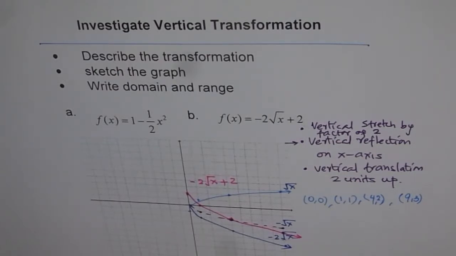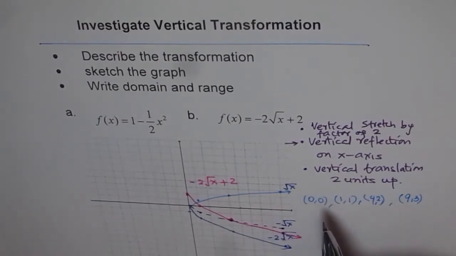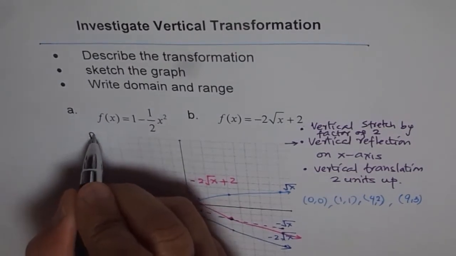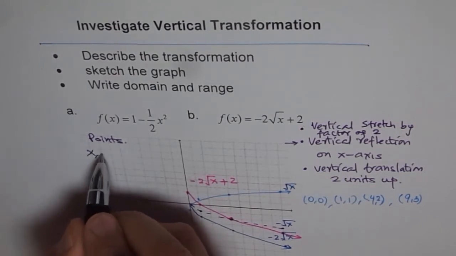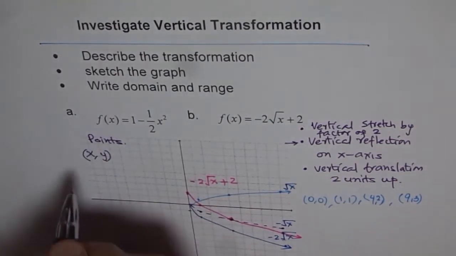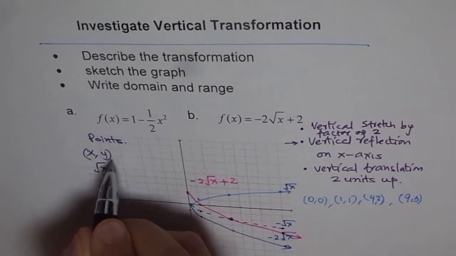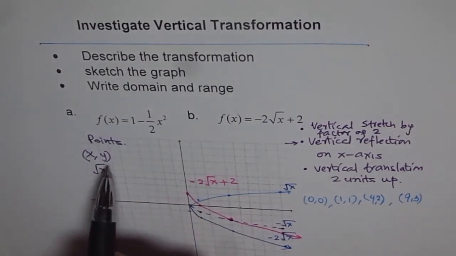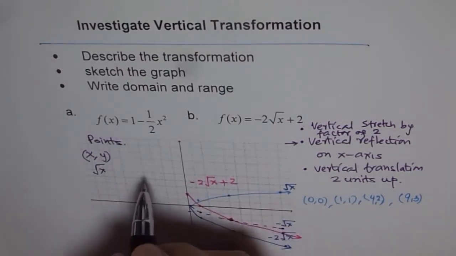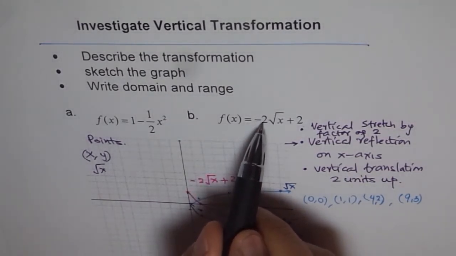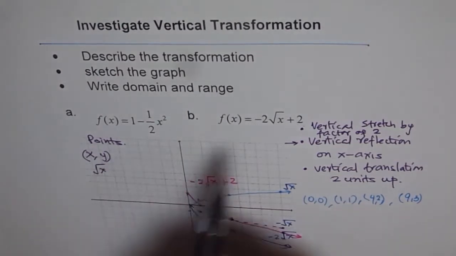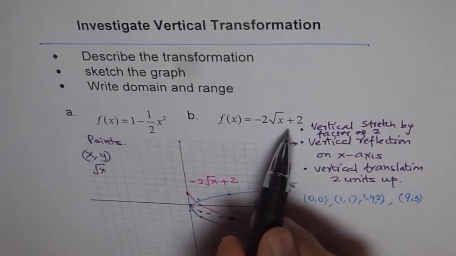Now I will show you with the help of points, did we really get the right points? Now as you can see here, how do points get transformed? So let's understand the points. Now let us say x and y are the coordinate points on square root x. Then what do you expect them to be on the given function f(x)? f(x) is like minus 2 times the y value plus 2. So the y value is changing but not the x value.